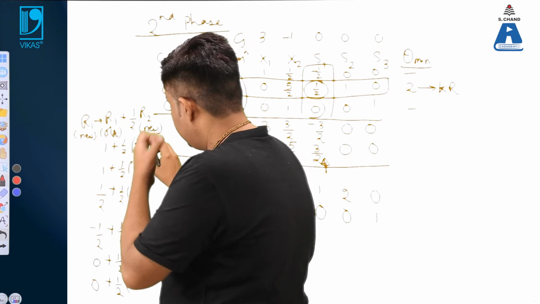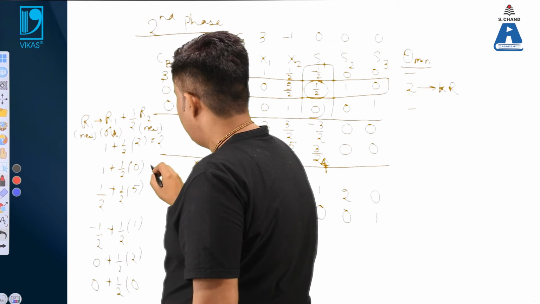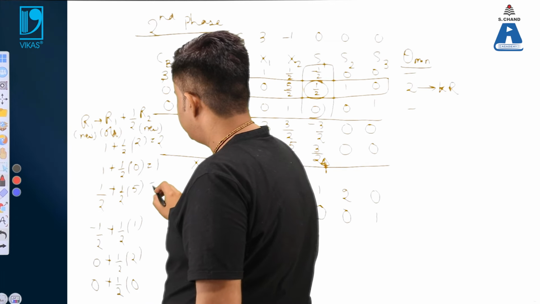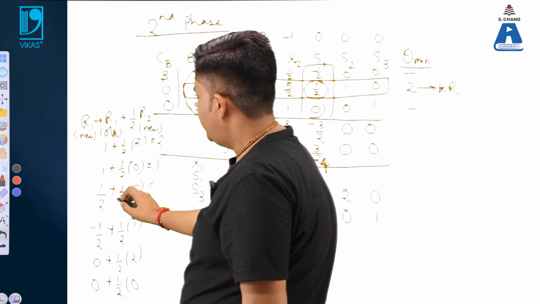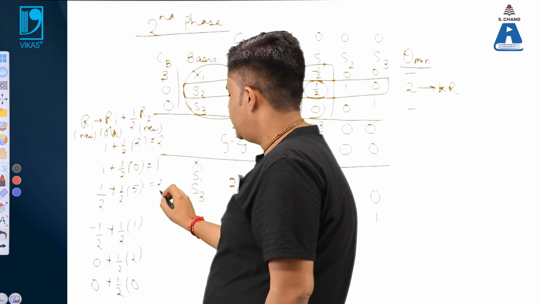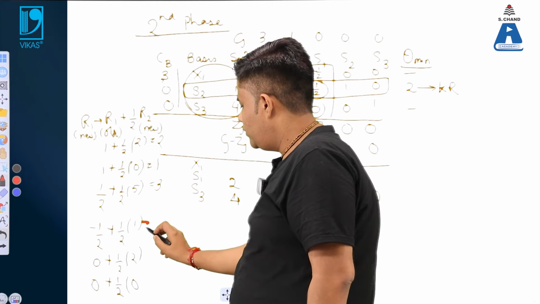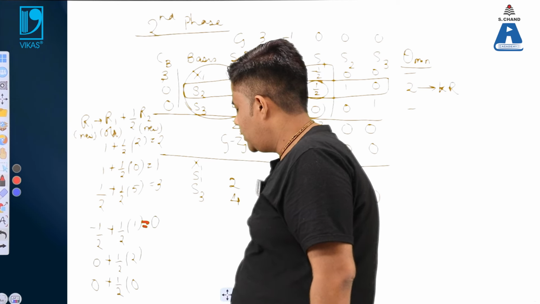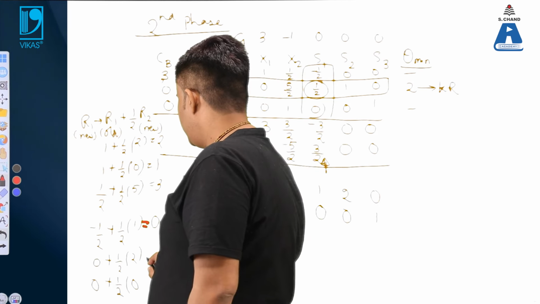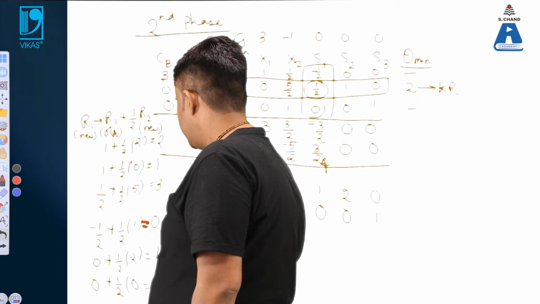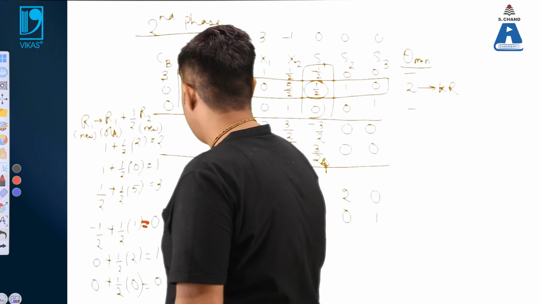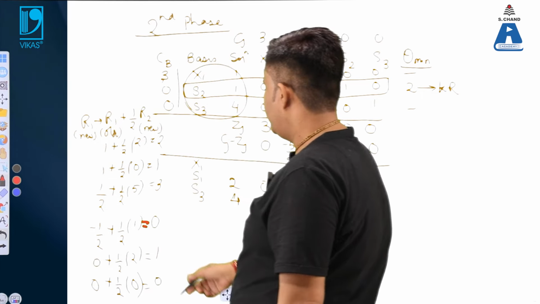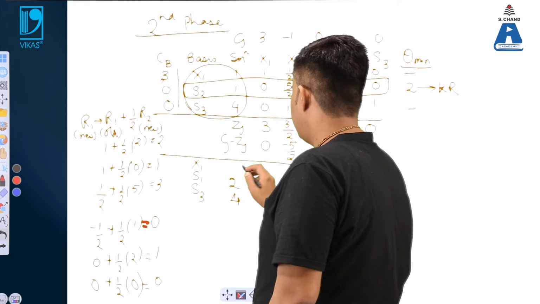So 2 and 2 get cancelled out, you will get a value 2. For this you will get 1. For this, 5 by 2 plus 1 by 2 is 6 by 2, so you will get a 3. Then 1 by 2 minus 1 by 2 plus 1 by 2 would be 0. So 1 by 2 into 2 is 1, and here you will get a 0. So you got all the elements of the first row. Just copy all these elements and paste them here in the table.